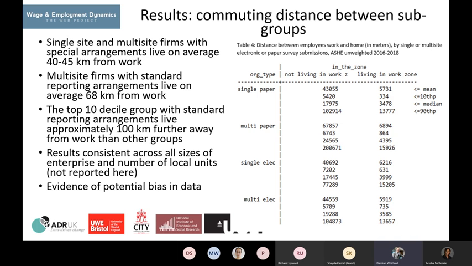The results reveal that single site, regardless of submission, and multi-electric submissions have very similar estimates, around 40,000 to 45,000 meters, so 45 kilometers away from where they work. However, when you look at multi-paper, this is nearly 68 kilometers away from their work. So roughly 25 kilometers each way. So 50, if they were traveling it every day, they'd be traveling an additional 50 kilometers every day if this data were correct.